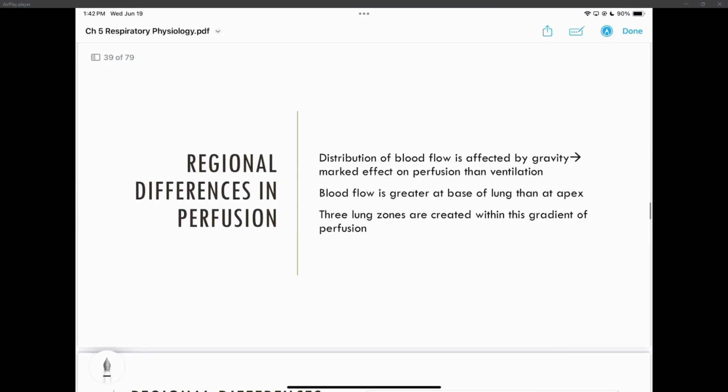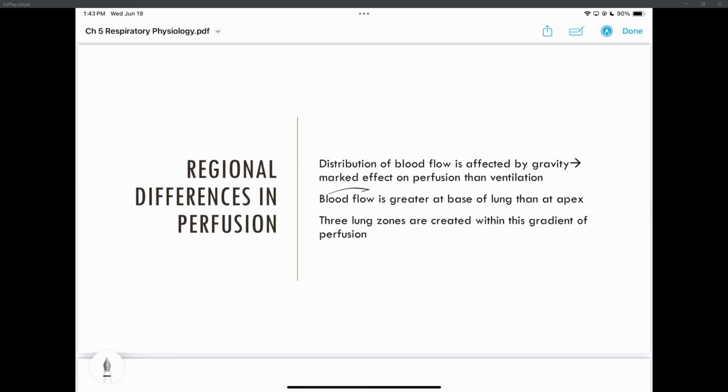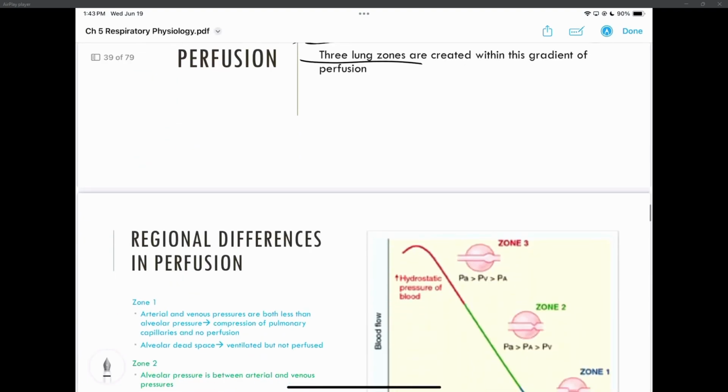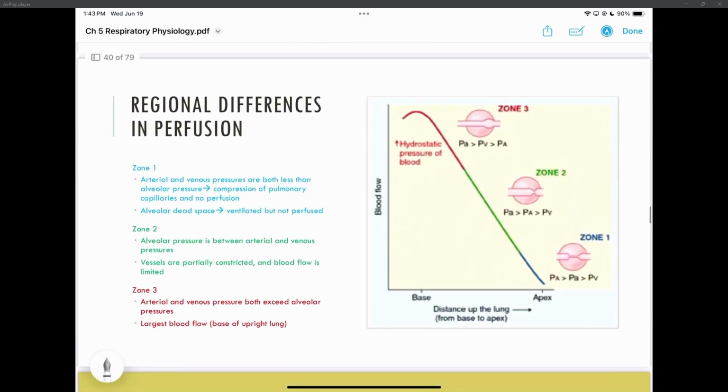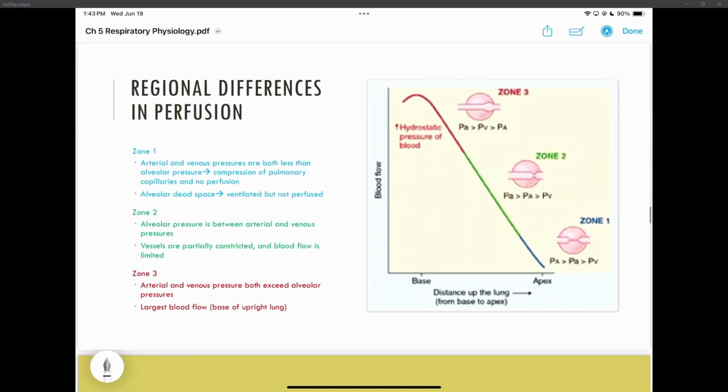Regional differences in perfusion, like I said before: blood flow is greater at the base of the lungs than at the apex. Again, due to gravity, blood's just going to sit in the base of your lungs. Nothing wrong with that. And because of that, we get 3 lung zones created within this gradient. So here are the lung zones. Zone 1, in blue, is at the apex. It's 1, 2, 3. So 3 is the base, 1's the apex.